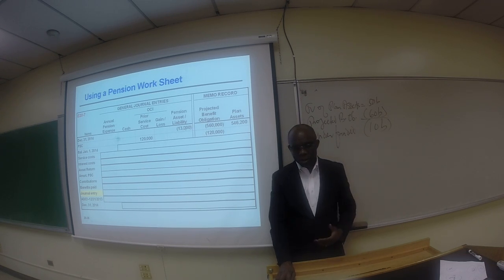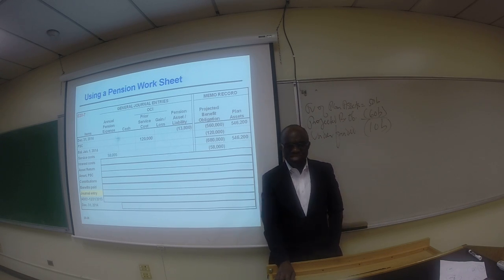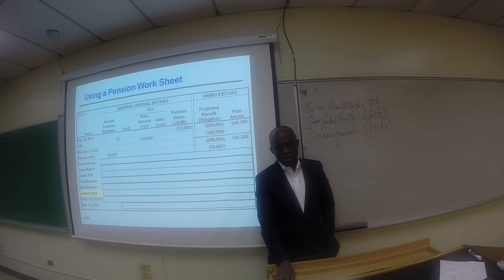Of course, we have a column here for the prior service cost. Then take a look at the balance on January 1st, 2014. At the beginning of the year, we have a projected benefit obligation of $680,000. We have a plan asset of $546,200, obviously underfunded.